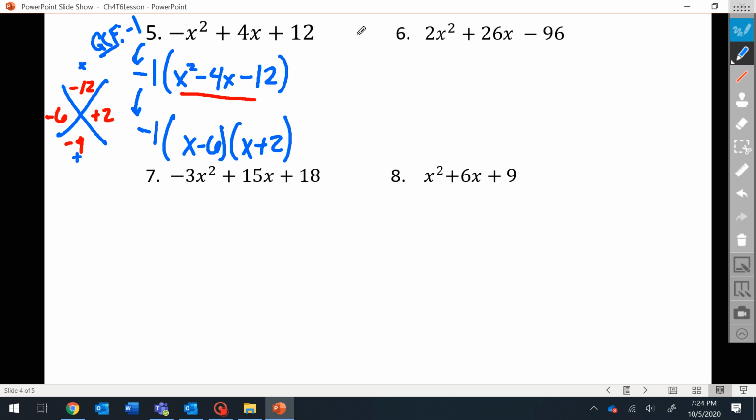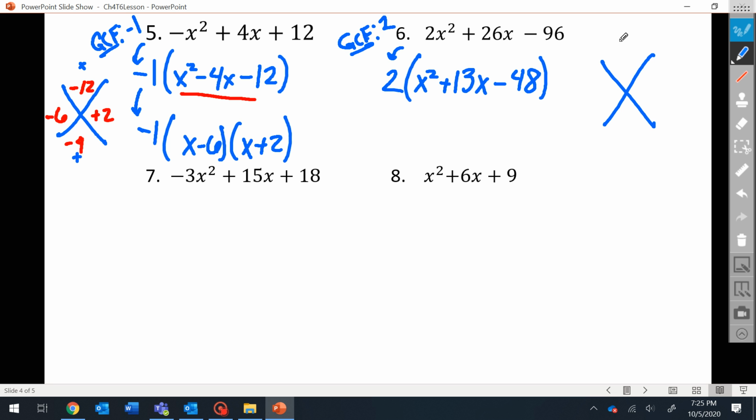Now number 6, we see there is a GCF here. All right, 2, 26, and 96. This is 2. So we do need to factor out the 2 before we try to factor normally. So that gives me x squared plus 13x minus 48. And now I can do the cross, and I'm looking for negative 48 on top and 13 on the bottom. So two numbers that multiply to negative 48 and add to 13.